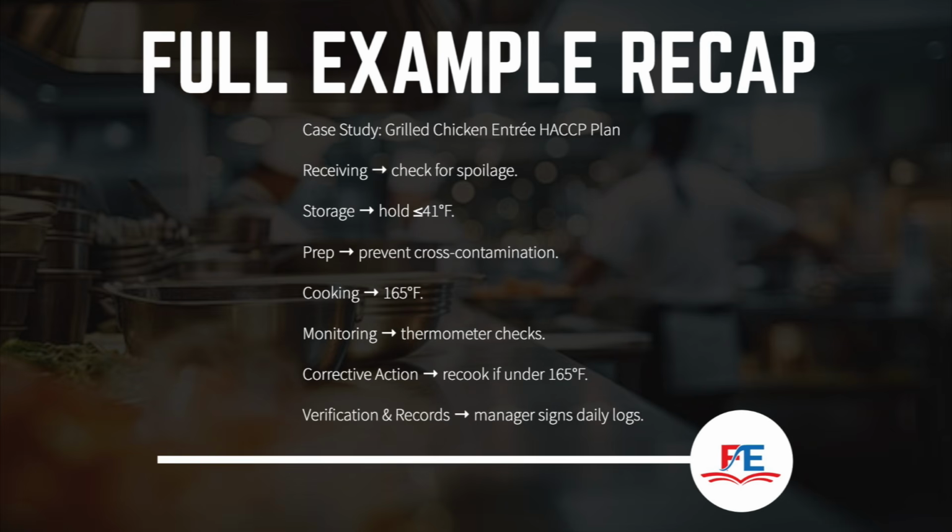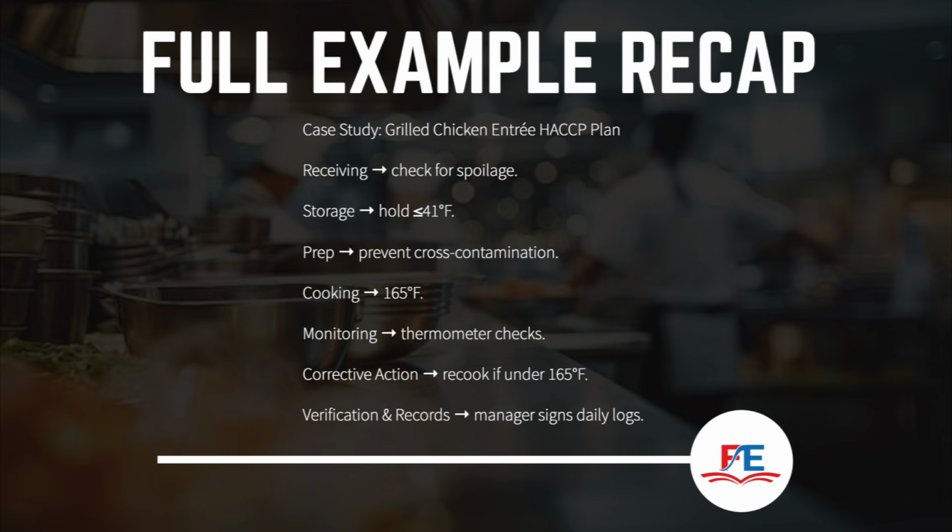Next, we got to prep the food. We got to prevent the cross-contamination. We got to make sure that we're separating our raw food from our cooked food. We got to make sure that we're using color code cutting boards to prevent the spread of bacteria, the transfer of bacteria from one surface to another. That is, by definition, cross-contamination.